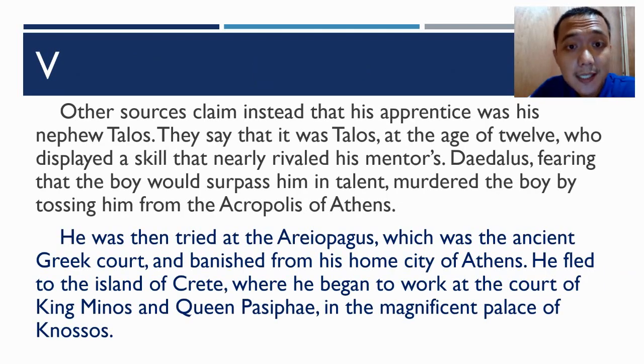Other sources claim instead that his apprentice was his nephew Daedalus. They say that it was Daedalus at the age of 12 who displayed a skill that nearly rivaled his mentor's. Daedalus, fearing that the boy would surpass him in talent, murdered the boy by tossing him from the Acropolis of Athens.